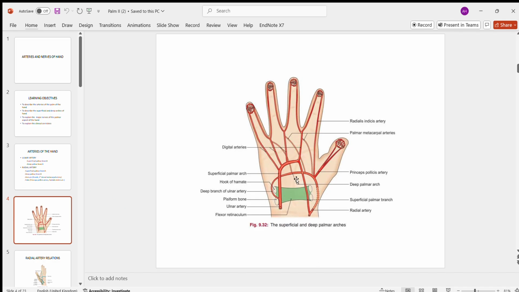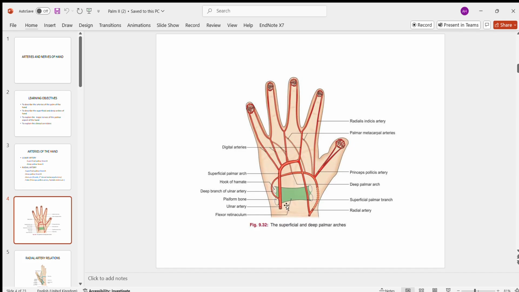These arteries combine to form two arches. One is the superficial palmar arch and one is the deep palmar arch. The superficial palmar arch is mainly formed by the ulnar artery, and this arch is completed on the lateral side by the superficial branch of the radial artery. The deep palmar arch is mainly formed by the radial artery, and on the medial side it is completed by the deep branch of the ulnar artery. So basically the main supply of the hand is through these two arches, the superficial palmar arch and the deep palmar arch. We'll discuss these one by one.